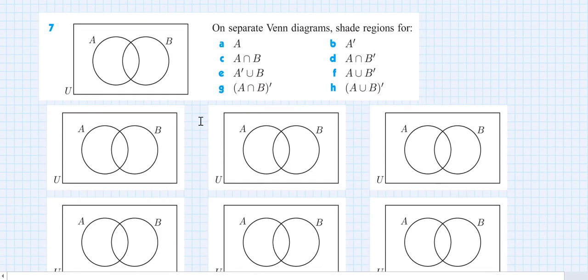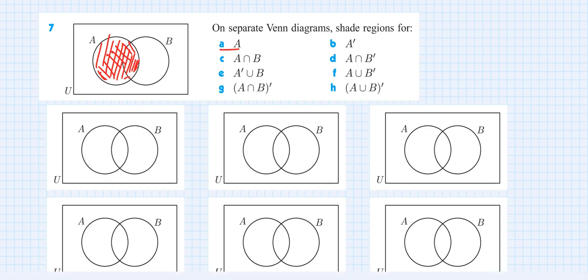Last question, question number 7, is about shading the areas. Let's try to shade the areas of the sets. Now here I have a universal set and 2 sets A and B. For example, the first part asks me to shade set A. So what is A? A is here. You just need to shade the circle A.